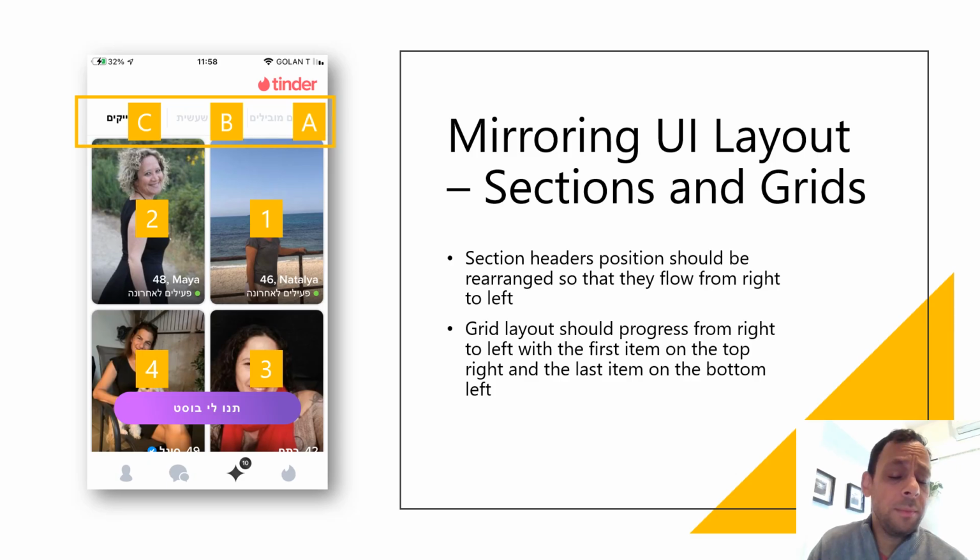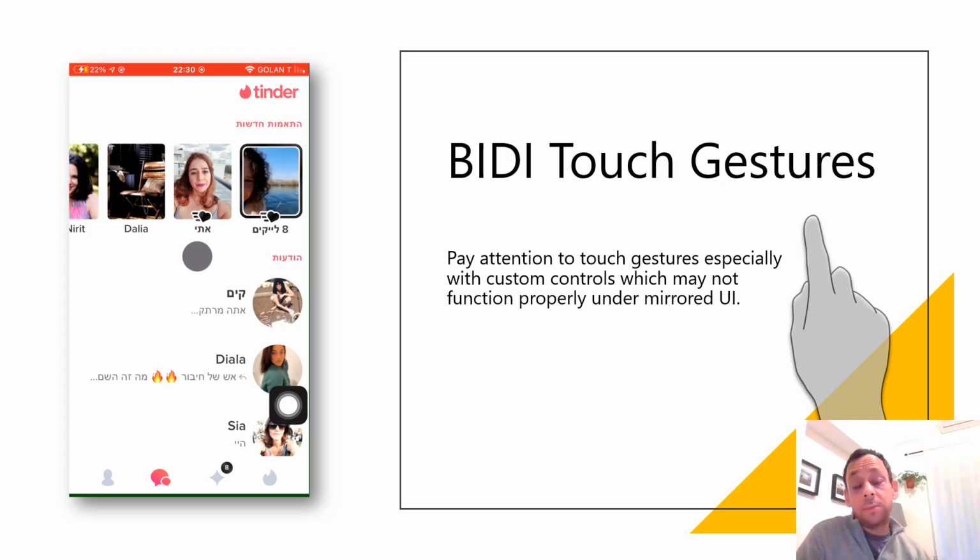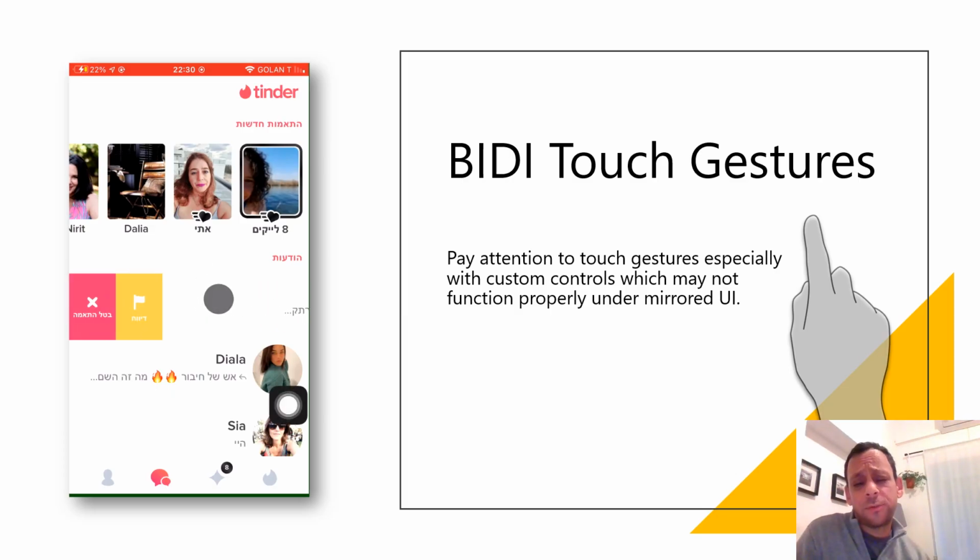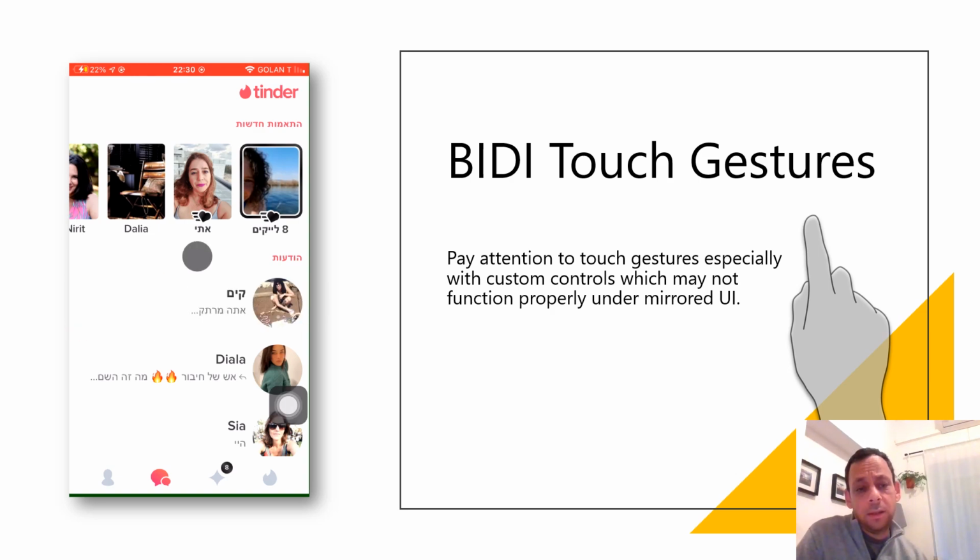The second thing you want to make sure is that the grid also flows from right to left, so top right to bottom left, so that it flows with the entire UI in a more natural way. When it comes to UI mirroring, one of the interesting things is that touch gestures, for example, can go awfully wrong. On the left-hand side, you can see the iOS UI, and the user is actually swiping to the right while the UI is moving to the left.